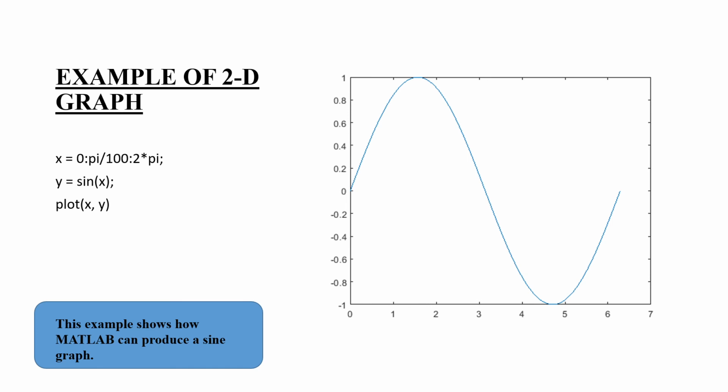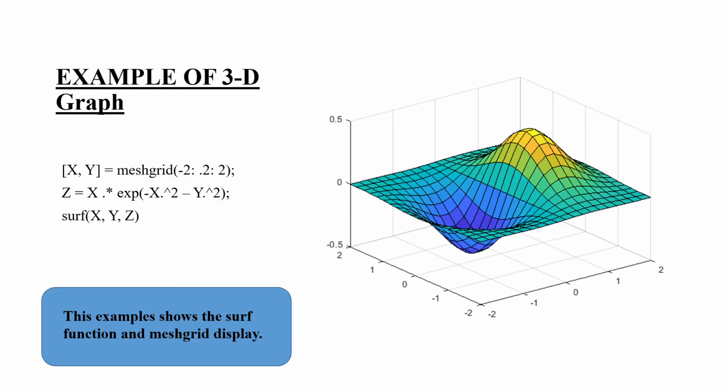But I mean, I don't know any other programming language you can make this stuff with at the moment, so that's pretty cool. Here's an example of a 3D graph. You have capital X, capital Y equals meshgrid, and then you have three different points. Those are the X, Y, Z axis. So this one shows an example of the surf function in the meshgrid display. The surf function basically is just connecting these points together on the graph.